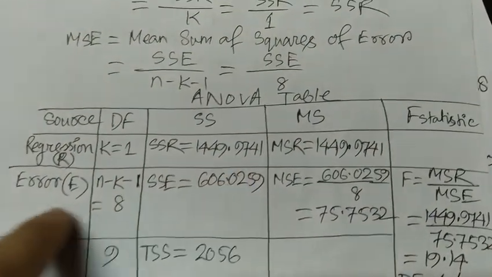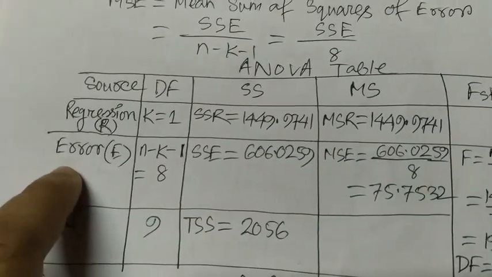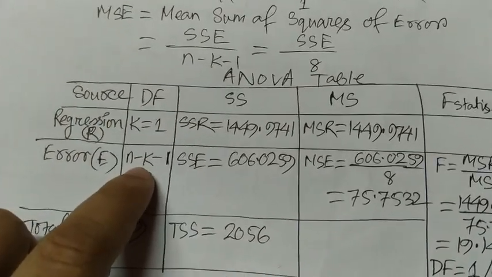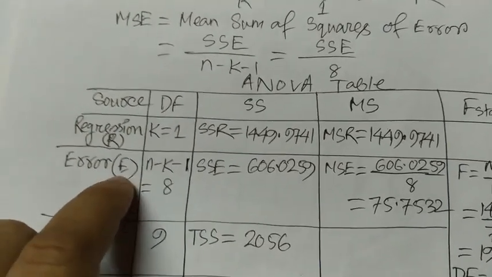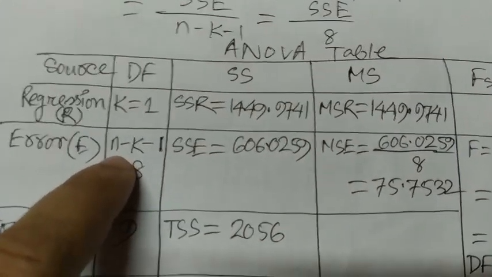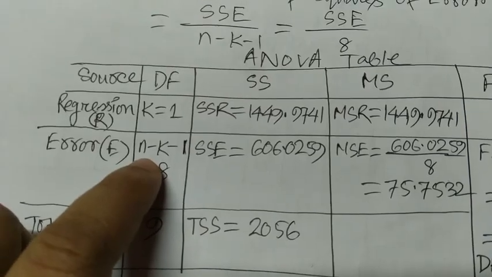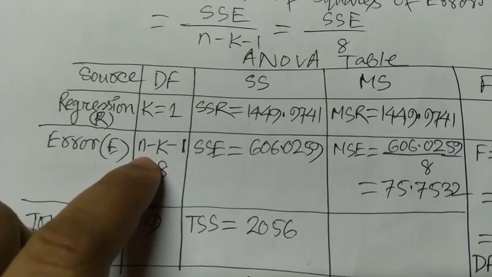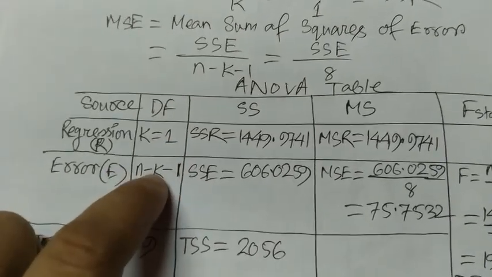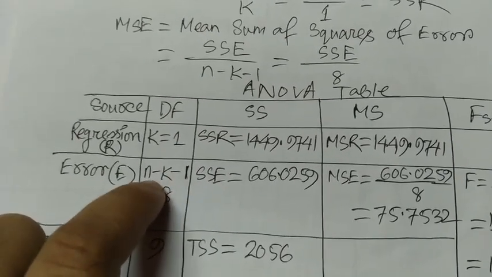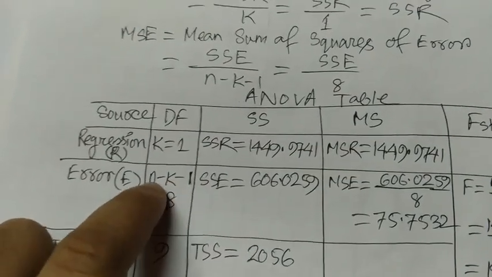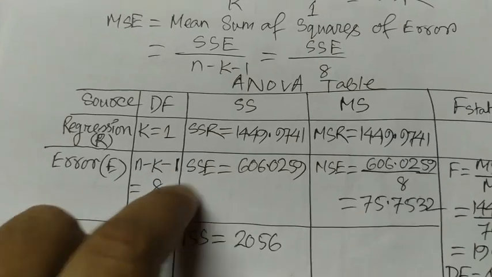This is the row for error, that is, in short, E. The formula for degrees of freedom for error is n minus k minus 1. In the example that we are solving, n is equal to 10, that means we had 10 data points. Minus k, which is 1. So 10 minus 1 minus 1 is equal to 8.